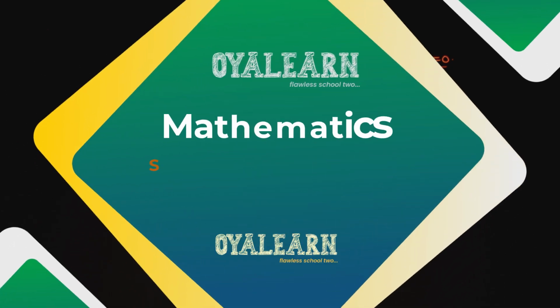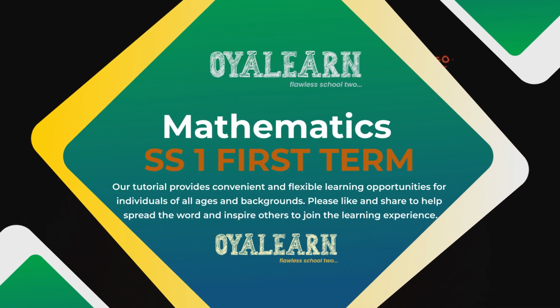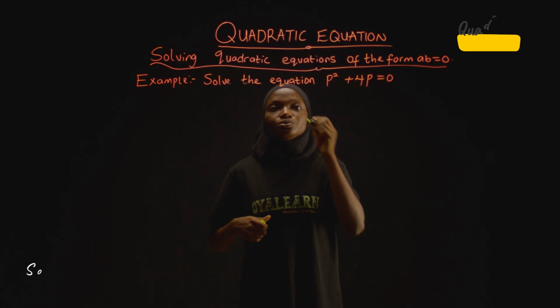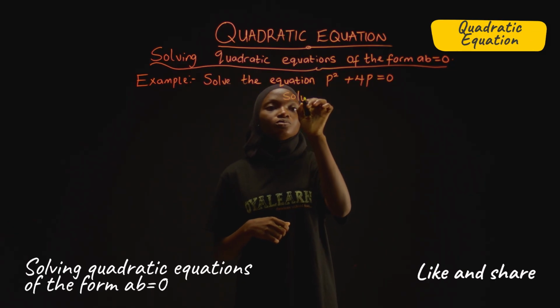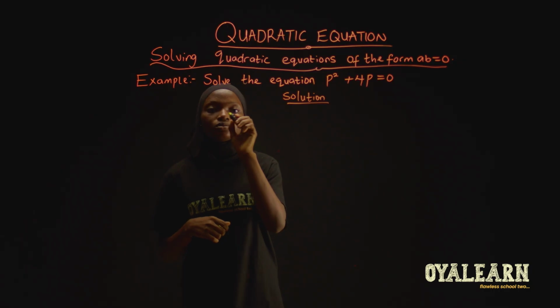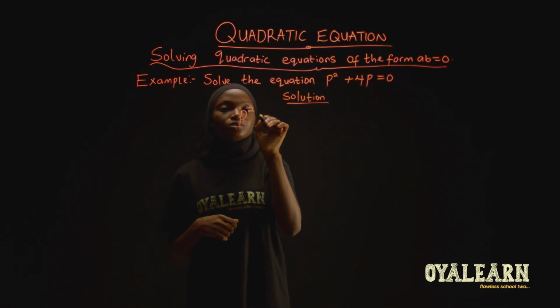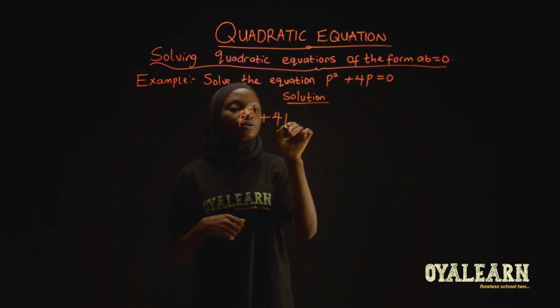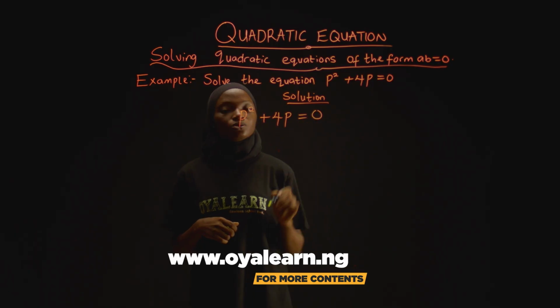Let's solve the equation p squared plus 4p equal to 0. Solution. We have p squared plus 4p equal to 0.